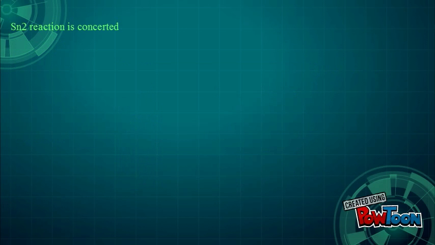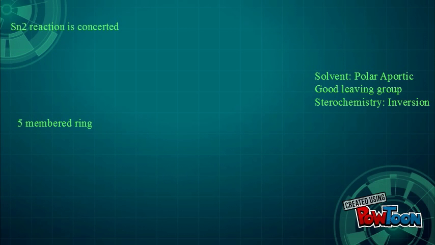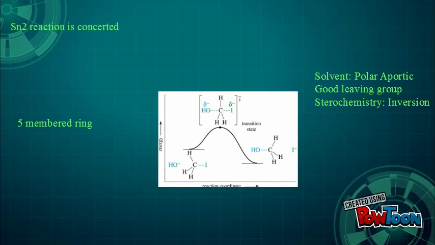The SN2 reaction is concerted. This occurs when bonds are broken and formed simultaneously. This forms a 5-member transition state. When completed, the reaction occurs with inversion of chemistry. This reaction usually takes place in an aprotic solvent.